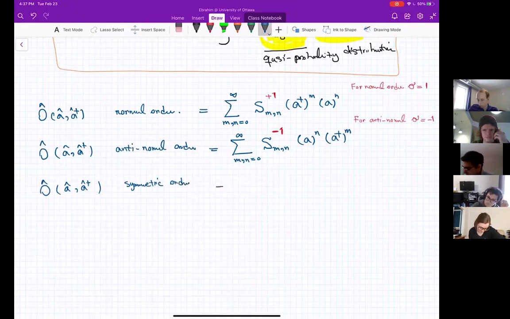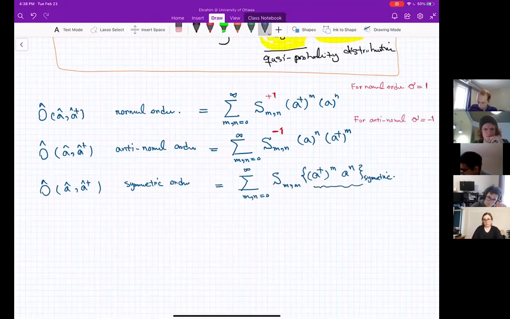Symmetric ordering is the summation of M and N changing from 0 to infinity, S of M and N, A dagger of M, A of N. I use this as symmetric. I'm telling you that by having a curly bracket here, this is arranged in a symmetric formalism, which means that I have to look at all permutations between A and A dagger. So we can have an explicit expression for that.